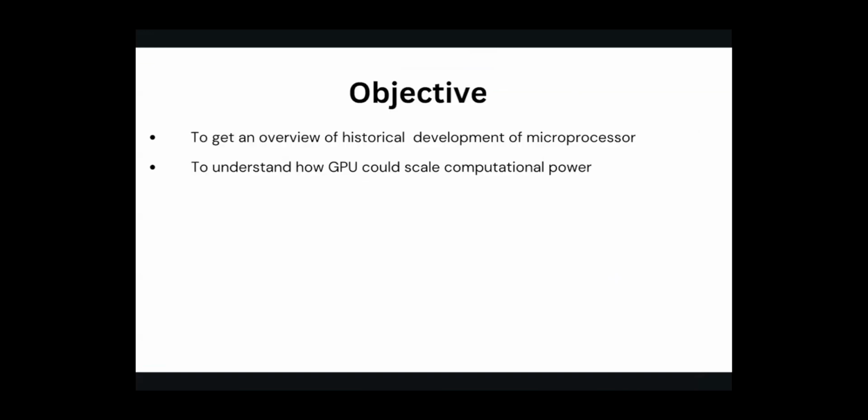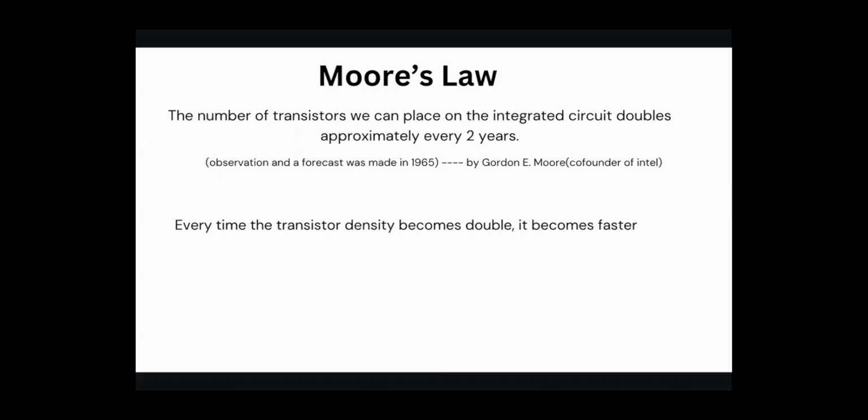The main objective of this initial part is to get an overview of the historical development of the microprocessor, how it evolved, and also to understand why we are using GPUs and how they could scale the computational power. So we already have a CPU, but we want to know more about the GPU and how it could excel the computational power.